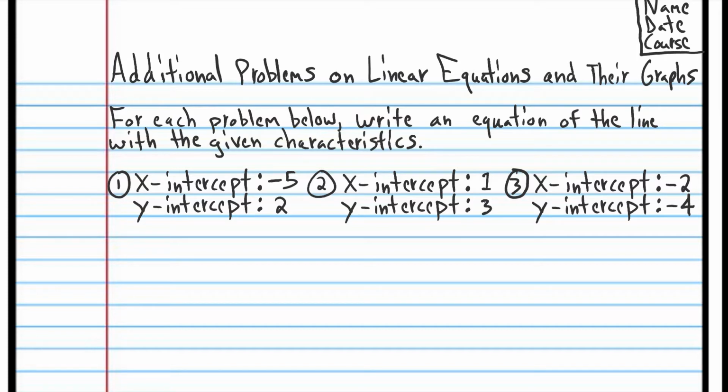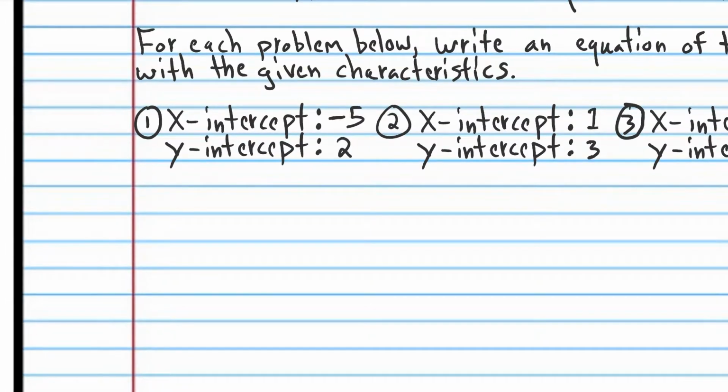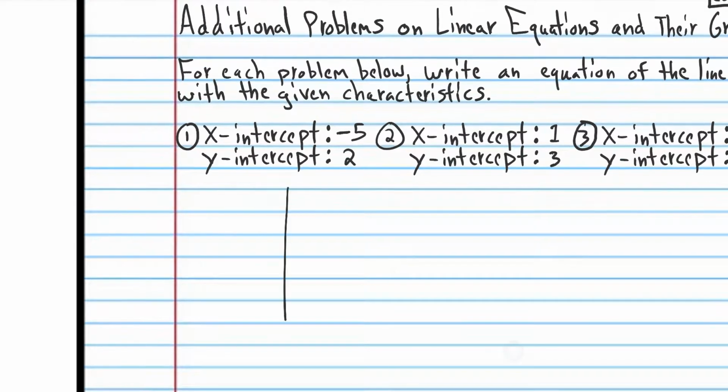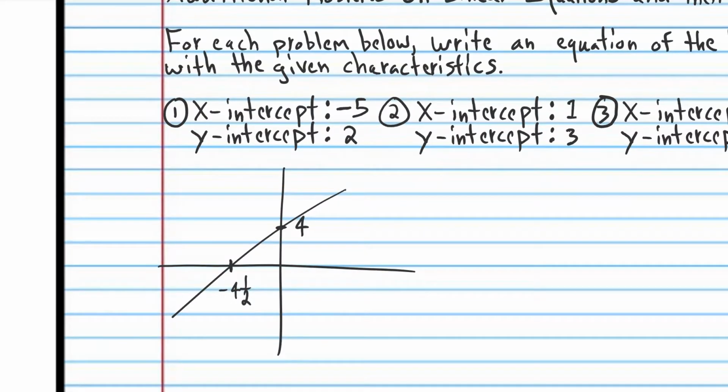So we're told that this line has an x-intercept of -5 and a y-intercept of 2. So let's review what intercepts are. If you have a graph, and let's say just give some hypothetical line, and let's say that it crosses the y-axis at 4 and the x-axis at -4.5. The x-intercept would be -4.5 because that's where the line crosses the x-axis.